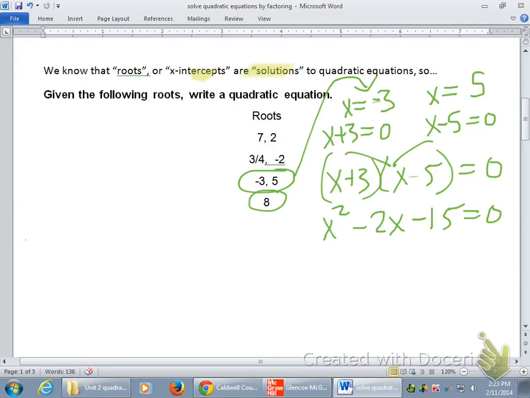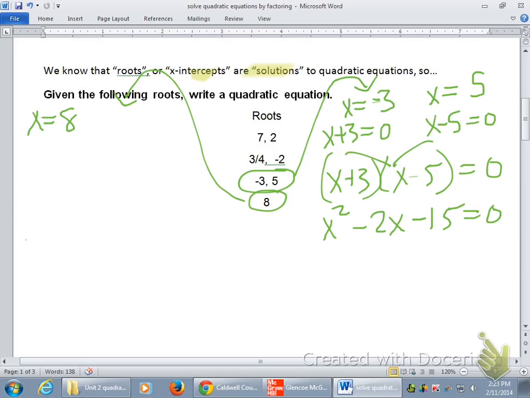Let's deal with this guy. x equals 8, right? That'd be the solution. How am I supposed to write a quadratic from that? Wouldn't another one be 0? It's a good idea. It's not right, though. It's not 0.